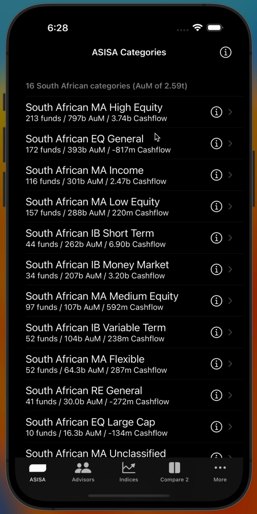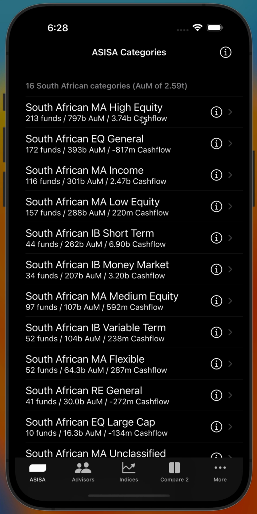So in this video, I want to drill down into one of these ASISA categories and show you some of the information that sits within there. We'll actually go into a fund in a later video, but for now, let's just have a look at one of these categories. The South African multi-asset high equity category is a great one. Already on the screen, you can see 213 funds, 797 billion in assets under management, and it had a positive cash flow of 3.74 billion coming into this category.